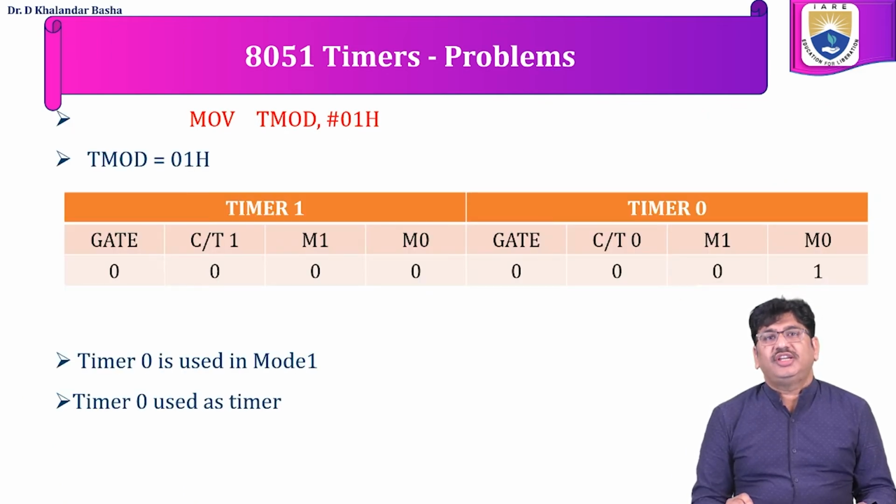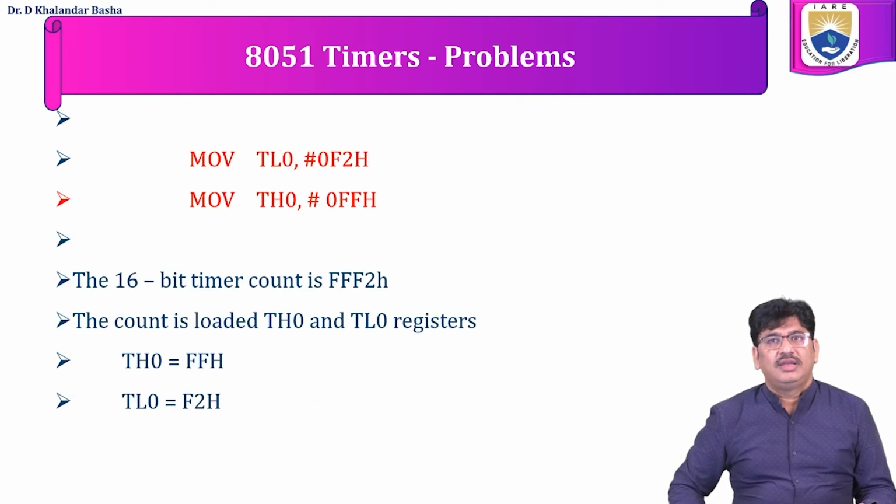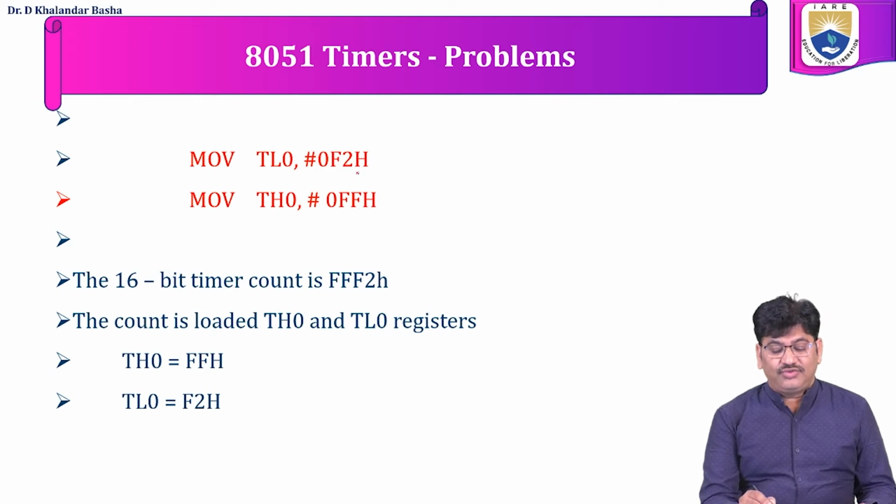So the first instruction is MOV TMOD, 01H, which indicates that timer 0 is used in timer mode 1 and it is used as a timer rather than a counter. The next instruction is we have loaded the count into the TL register and TH register as F2H and FFH respectively.